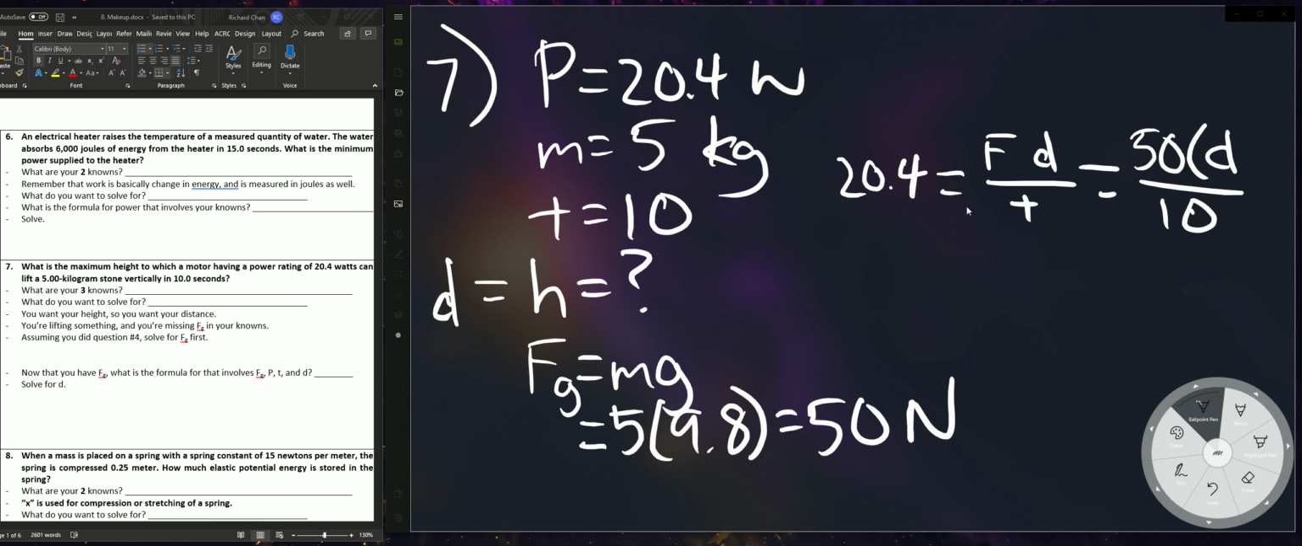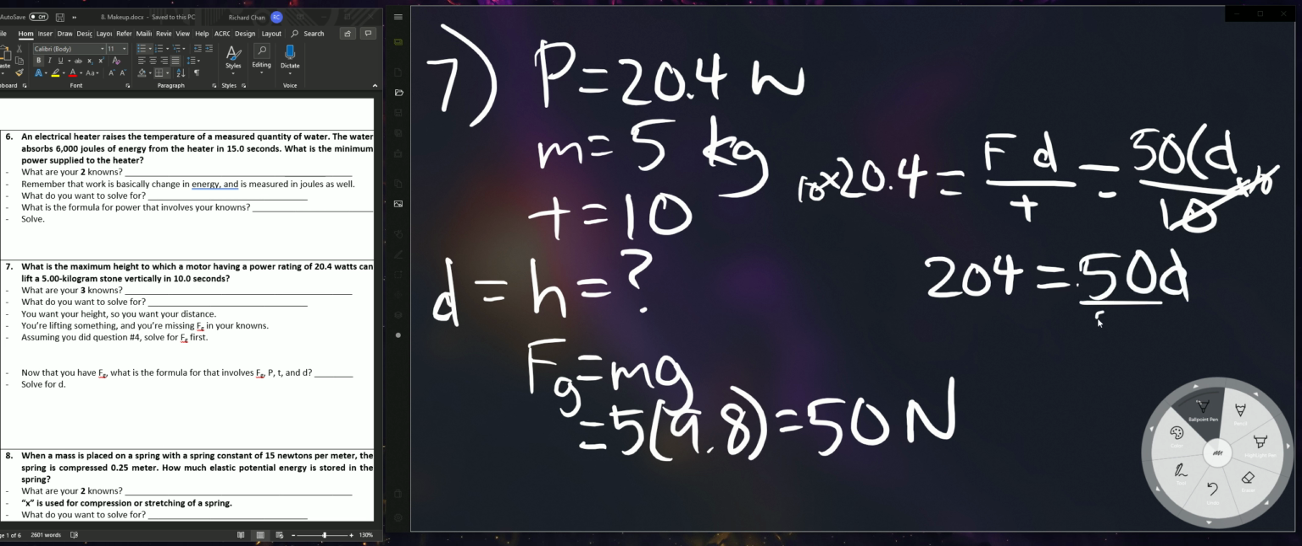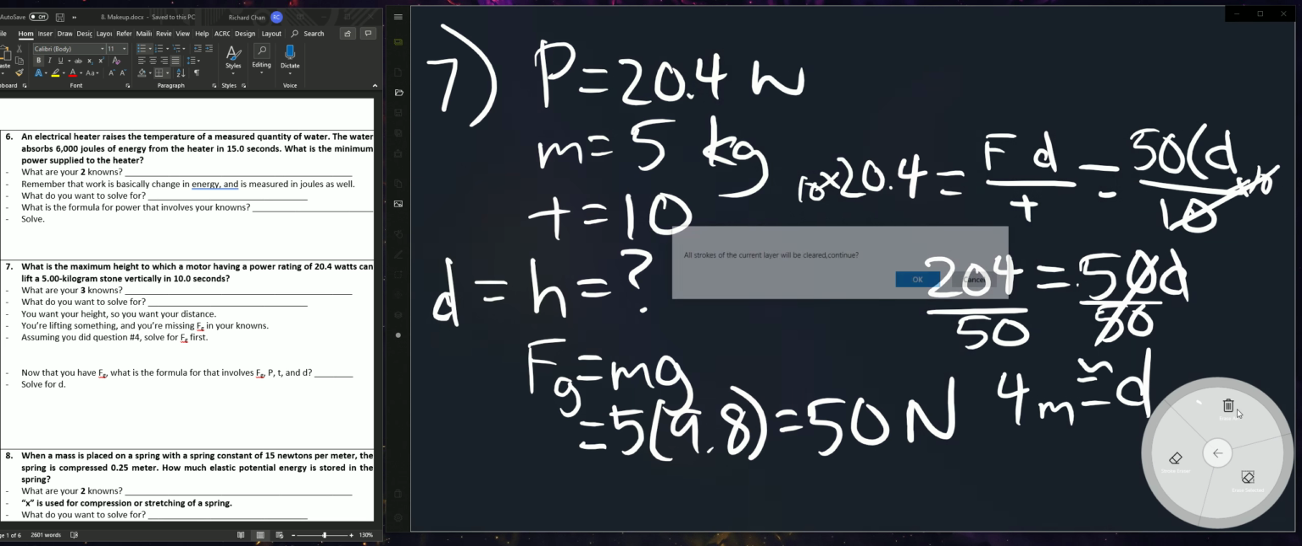So 10 times 20.4 is going to give you 204. Again, I'm multiplying by 10 on both sides. We know that this cancels out. So now I get 50D, and so I divide by 50, and I get somewhere around 4 meters, all right? I get somewhere around 4 meters.